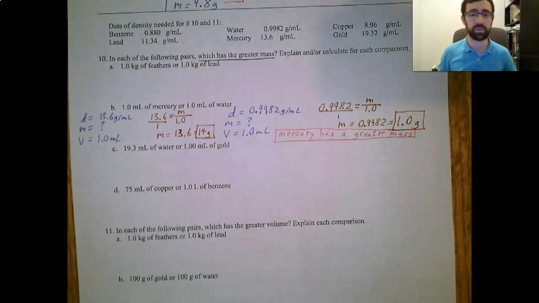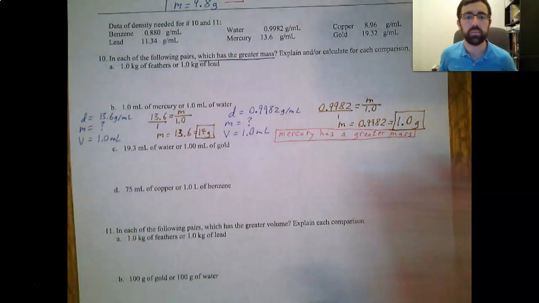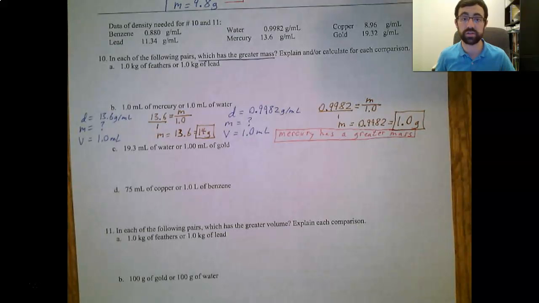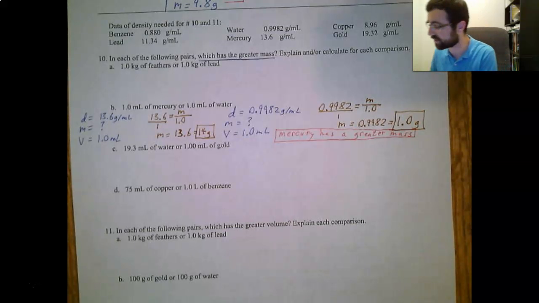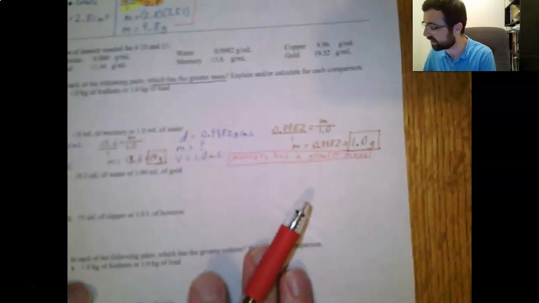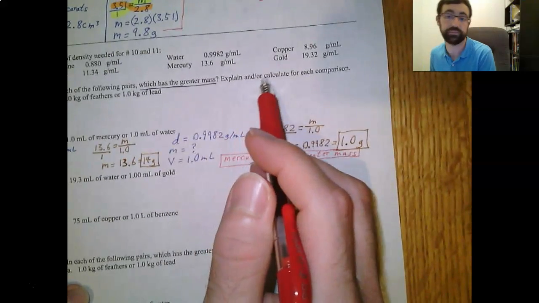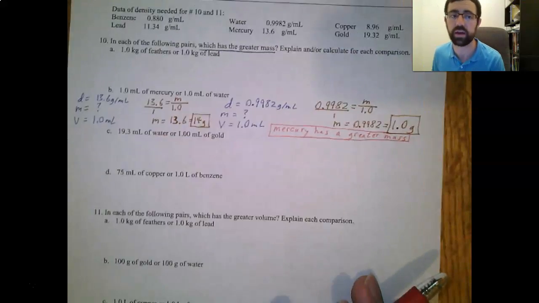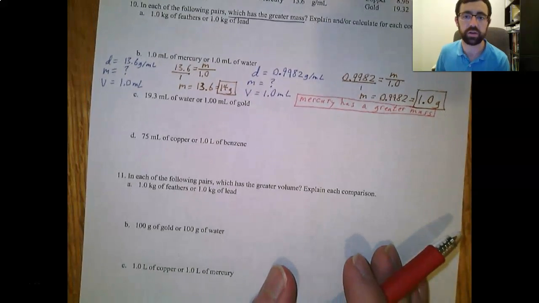Now, you would probably rather actually write this out in like 2 sentences rather than showing all of that work, but I wanted to make sure that you understood there's 2 ways to justify your answer. It said explain and or calculate. So you can do either one with that question. Let's go down to part C.